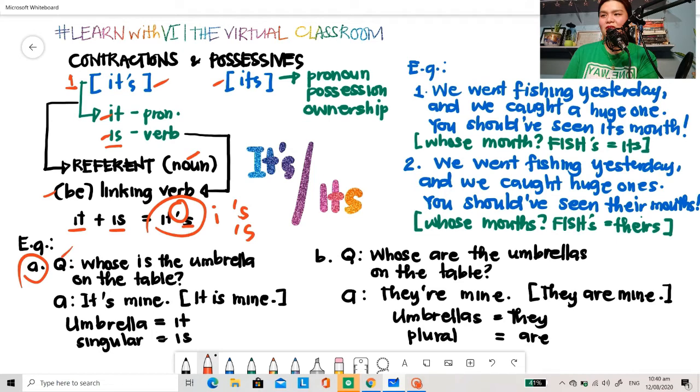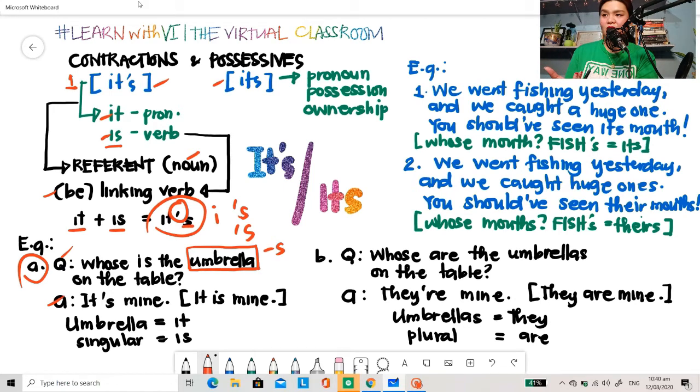So you have a question right here. Whose is the umbrella on the table? All right. So somebody is asking about an object which is on the table, and that object is umbrella. And if you look at umbrella here, it is singular. All right. There's just one. And then somebody might answer the question, well, it's mine, or it is mine, the spelled out version.